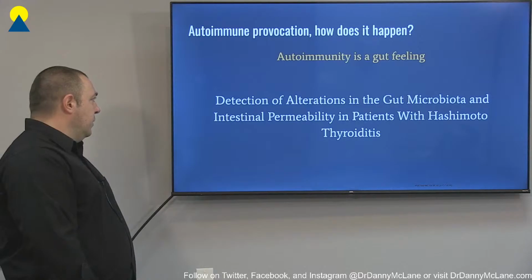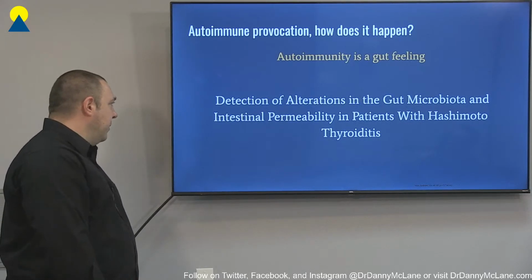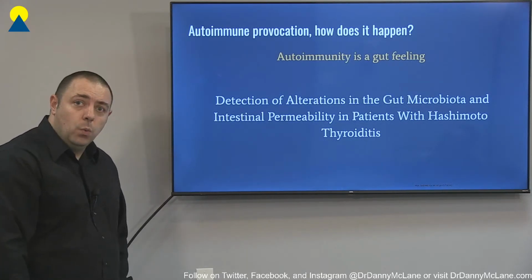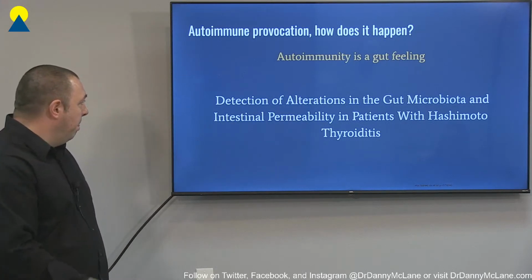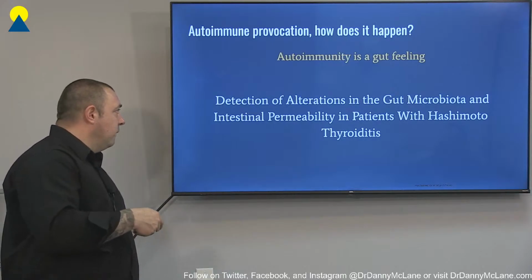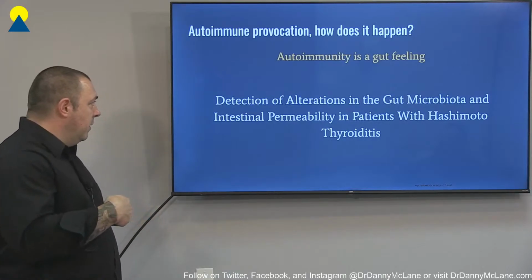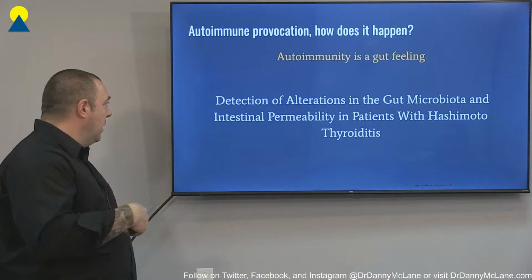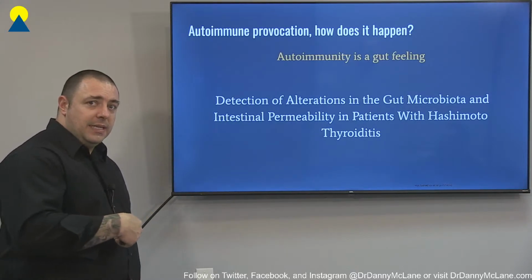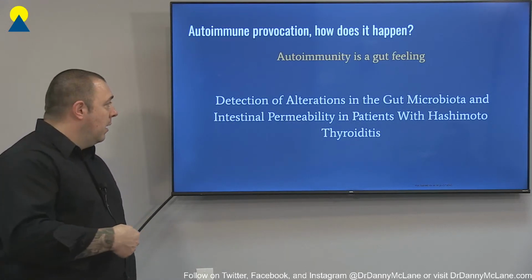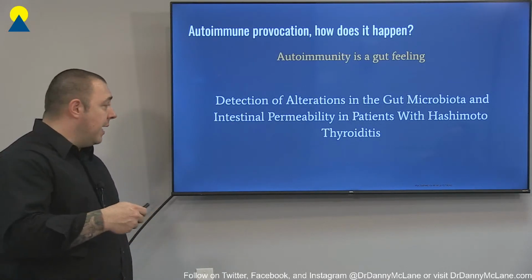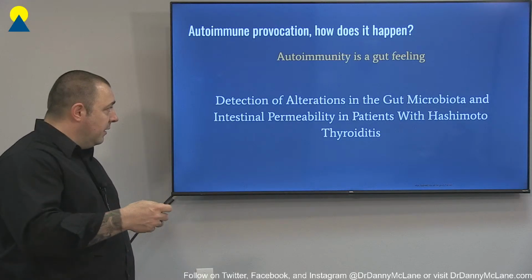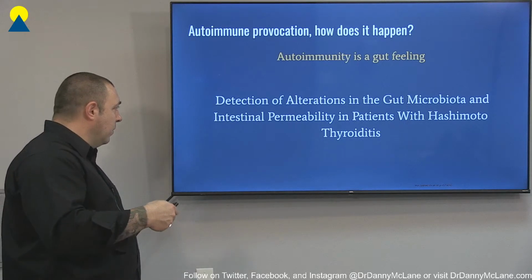Detection of alterations in the gut microbiota and intestinal permeability in patients with Hashimoto's. Ooh, what's Hashimoto's? Hashimoto thyroiditis. Now, this is a study that was done looking at people with changes in their gut flora and leaky gut. So intestinal permeability is leaky gut. Gut microbiota is your biome, your probiotic. And they looked at that with people that had Hashimoto thyroiditis.